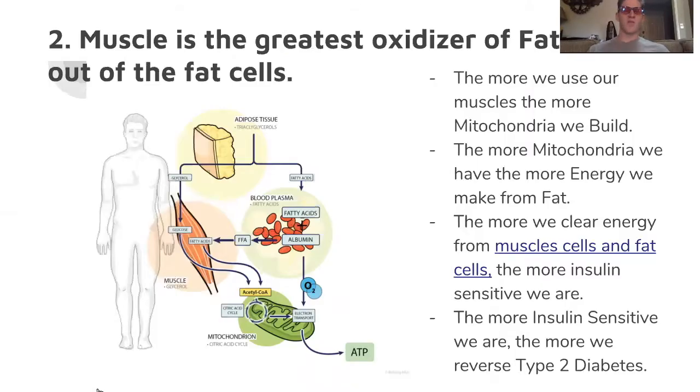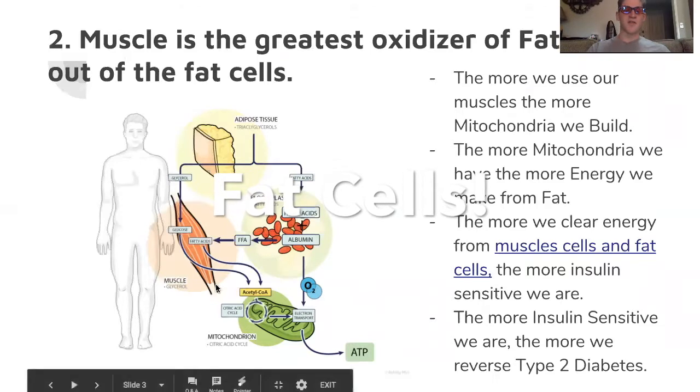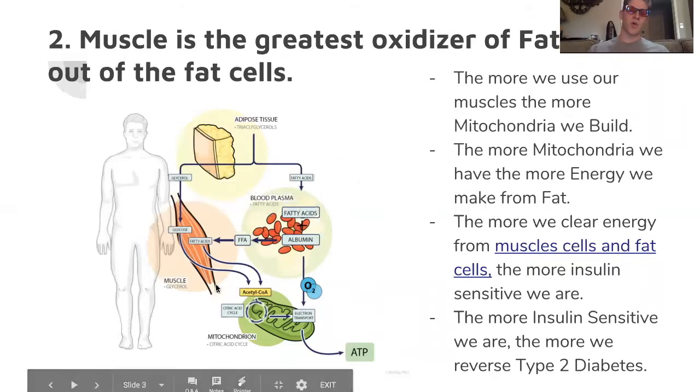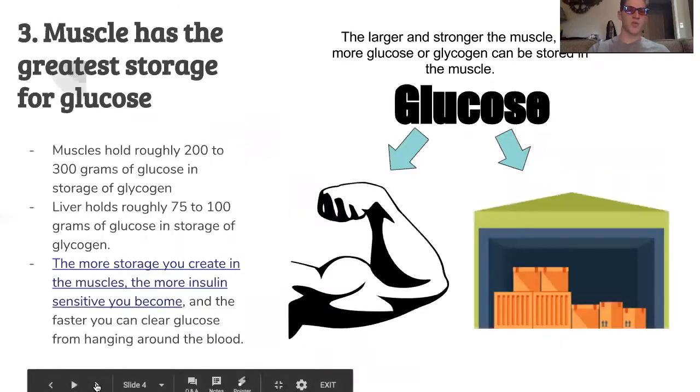So this is where a low carb diet comes in, because if we're not giving the body a whole lot of glucose, guess where it's going to metabolize energy from? You guessed it, your fat cells. So the more insulin sensitive we become by burning fat out of the fat cells, the more we reverse type 2 diabetes. Okay, this brings us on to number three.